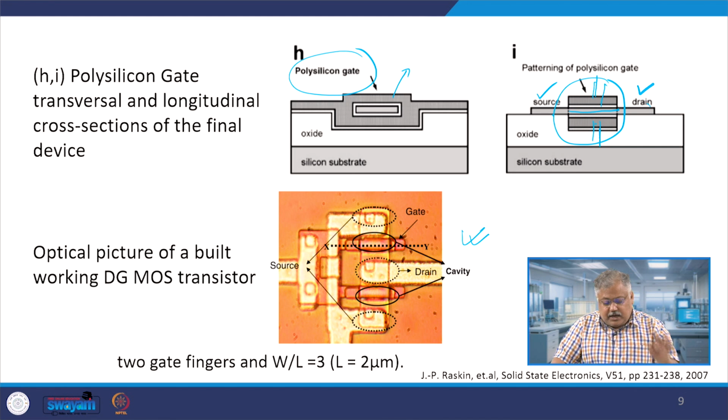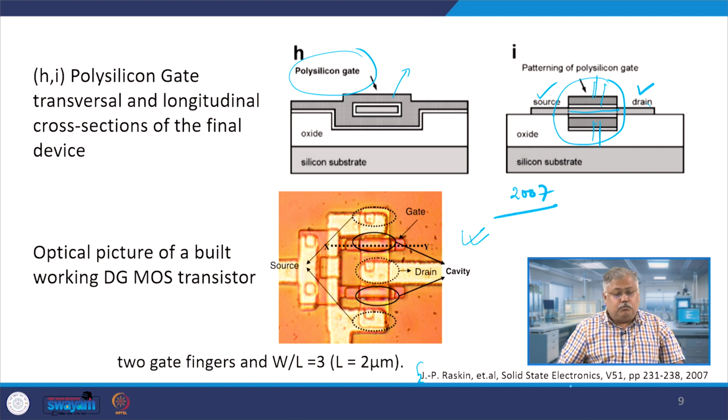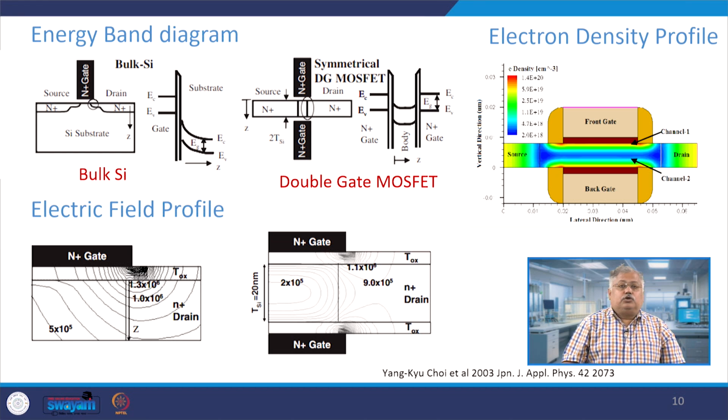So, this is a basic idea about this, and this whole thing is taken from this paper, the Raskin paper, and this was developed way back in 2007, right. So, more mature technologies have come up in the fabrication of these double gate devices and MOSFETs. So, now let us come to the energy band diagram of a double gate MOSFET.